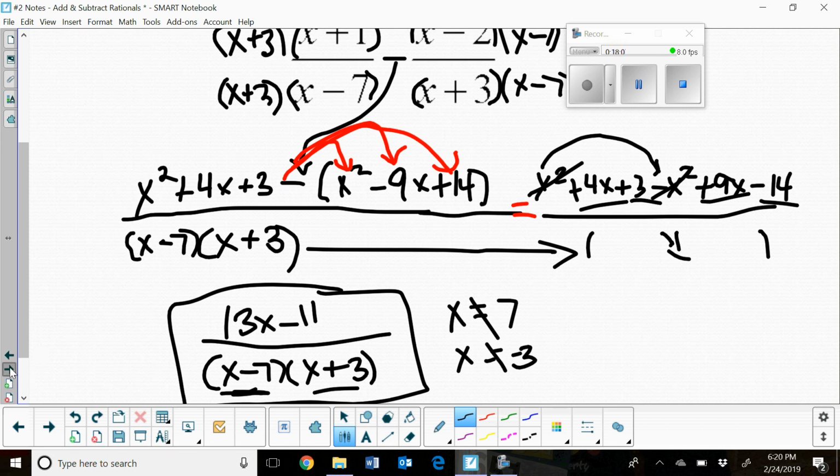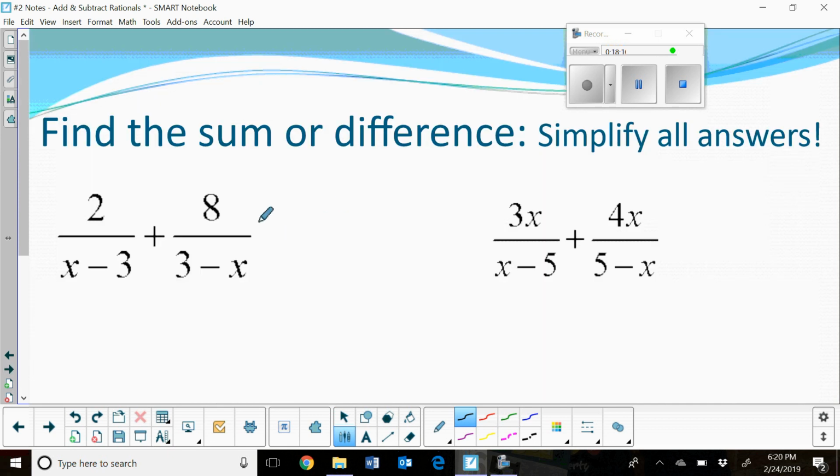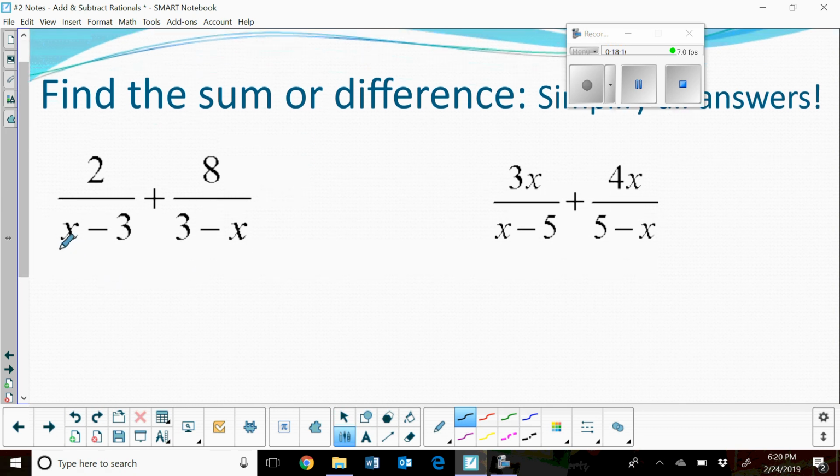Okay, let's look at a couple more just practice ones. So you've got an adding. Well, these are addition, so these are a little bit easier. Now, this one's tricky. I have an x minus 3, and this is a 3 minus x. They're actually almost the same, aren't they? What's the difference? I have subtraction in both. They're just in a different order. So I'm going to show you a little trick.